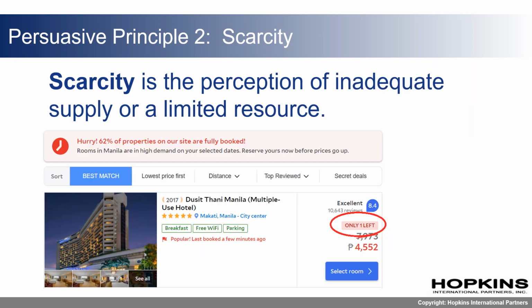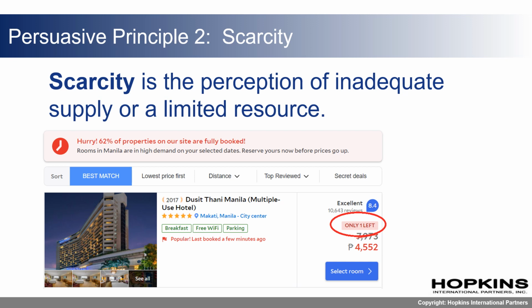Principle of scarcity. You want what you can't have, and it's universal. People are naturally attracted to the exclusive, the rare, the unusual, and the unique. If they are convinced that they need to act now or it will disappear, they are motivated to action. Scarcity is the perception of inadequate supply or a limited resource.